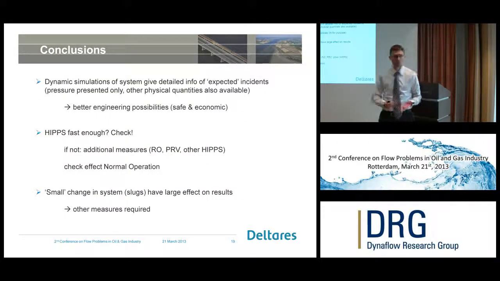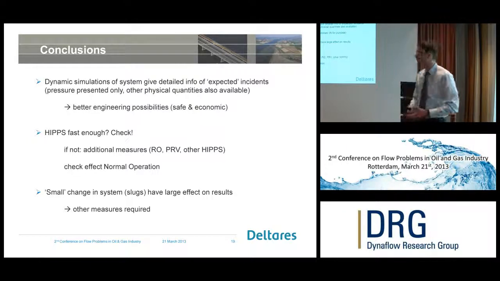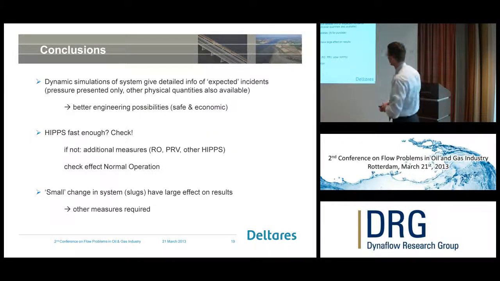So the conclusions that we can draw from these two examples: if you do a dynamic simulation of your system, then you can give detailed information on unexpected incidents. I only showed the pressure here, but you can also get results for the temperature of your gas and therefore the effects on the pipe materials. So other physical quantities are also available, and that gives us better engineering possibilities, and therefore we can get a fit for purpose design. So it's not only safe but also economical.